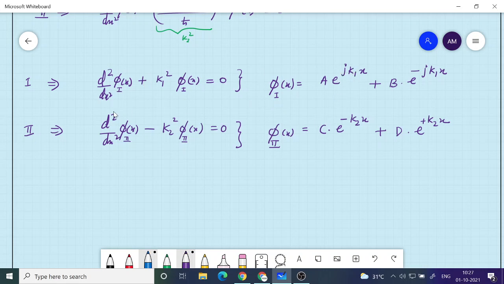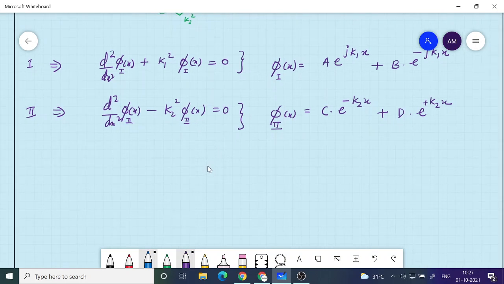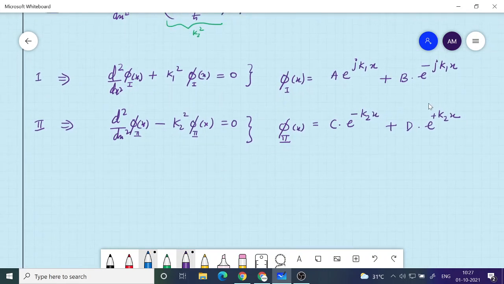Then only the cancellation will happen, because j into j becomes minus 1. So the minus will come with the derivative term, and that will cancel with the plus term here. The second time when you multiply j k1 into j k1, you will get minus k1 square, so that will cancel with plus k1 square. Whereas in the second case, when you take the double derivative, it is minus into minus, so the sign becomes plus. So it will be plus k2 square, and that will cancel with the minus k2 square which is already here. Similar thing happens with plus k2 x also, you can see that.